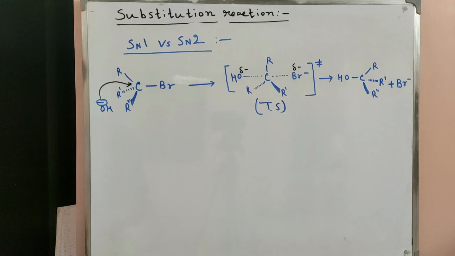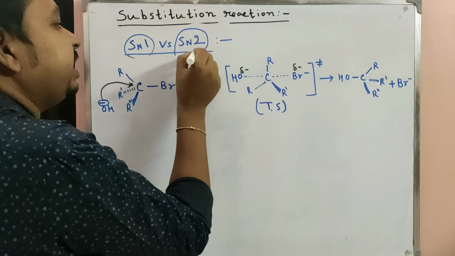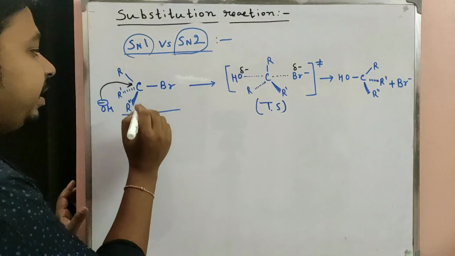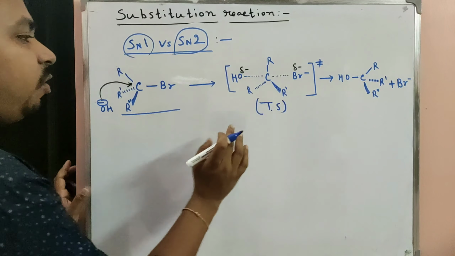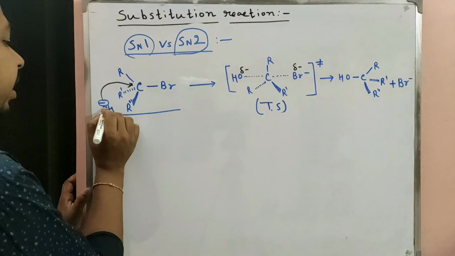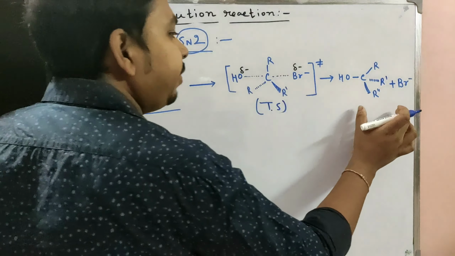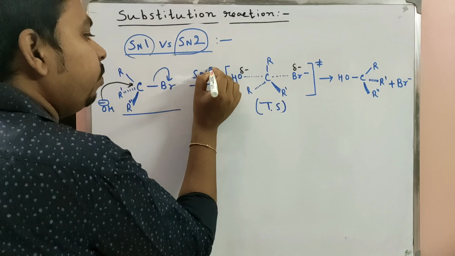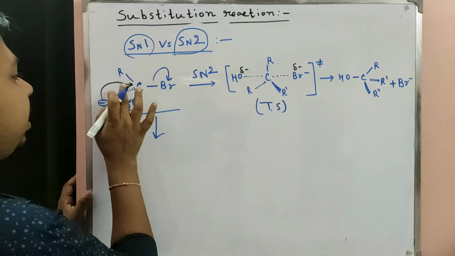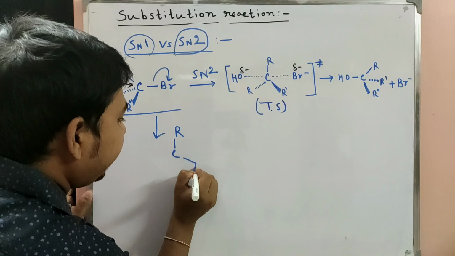Welcome, all. As per our discussion, substitution reactions: SN1 versus SN2. When we use this substrate and the reaction goes through a concerted pathway, through a single transition state, the nucleophile attacks from the backside and Br minus is removed. This is the transition state, and we call it an SN2 reaction. In the other case, the nucleophilic attack comes in the second step.